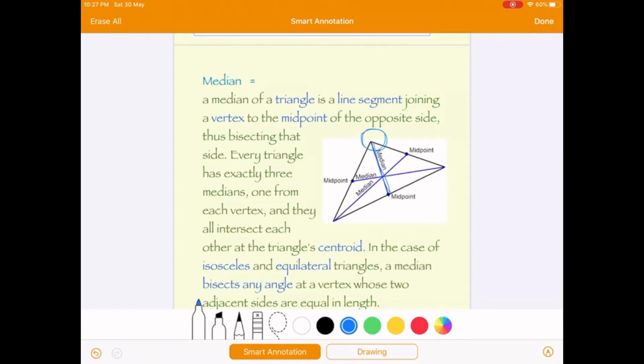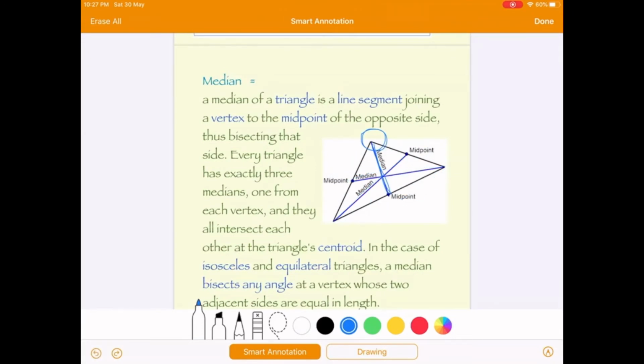So over here you can see midpoint. Midpoint means this line is bisecting it into 2 equal halves, right? So every vertex has their median and it divides the line into 2 equal halves, right? So this is what median is.